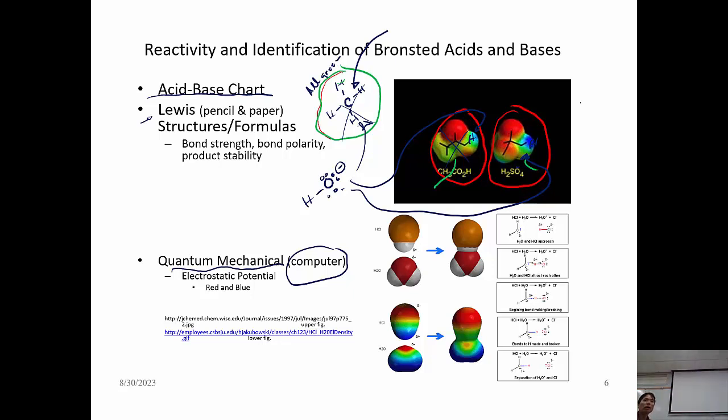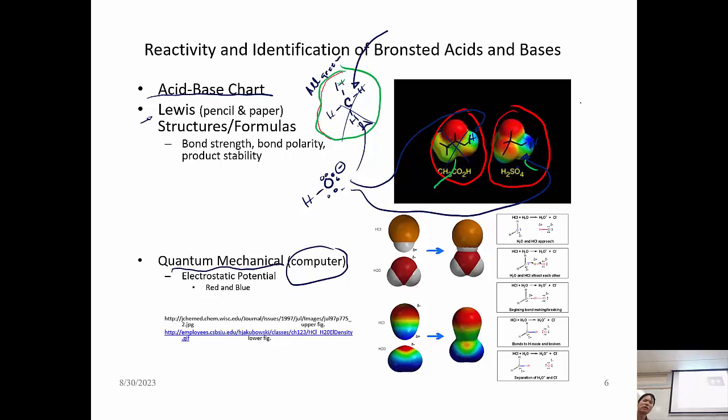Since we're unlikely to pay, even if it's $50, it's still kind of a lot of money. So what can we do without having to spend any money? Well, what we can do is learn or review Lewis structures. You want to review all that? Lewis structures are based on molecular orbital or valence bond theory.